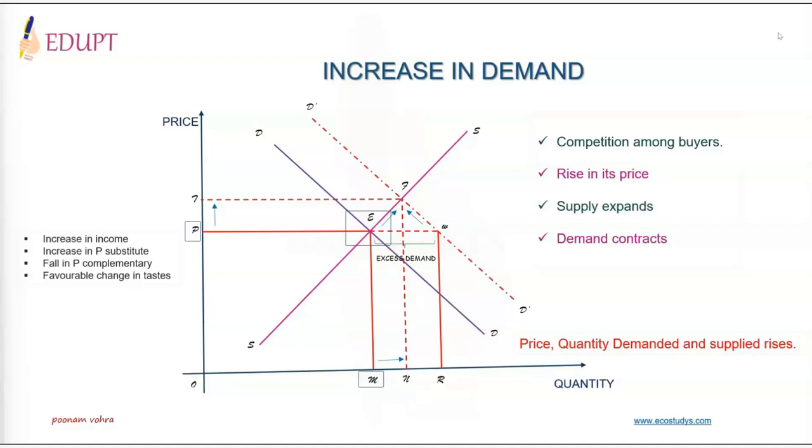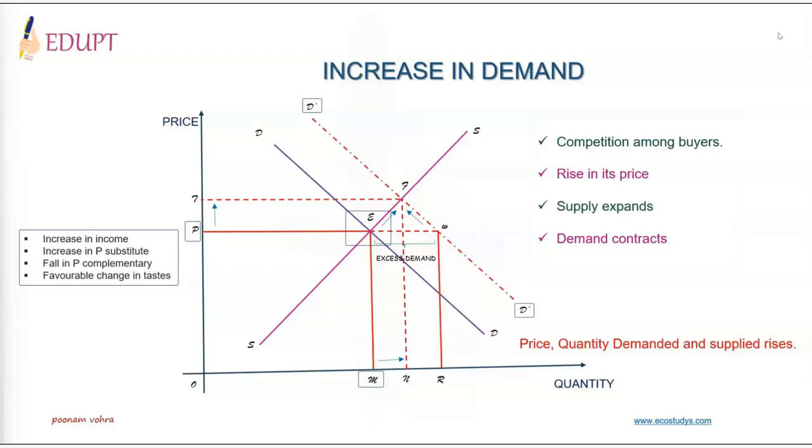Now there is an increase in demand which may be due to either increase in income of the consumer or increase in the price of substitute good or fall in the price of complementary good or favorable change in tastes and preferences of the consumer. Due to one, few or all of these factors, demand increases and shifts towards its right. So the new demand curve is D dash, D dash. Supply remaining the same. Now what happens?